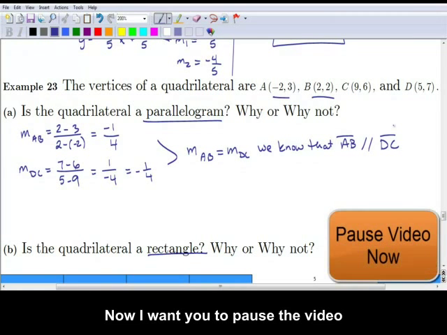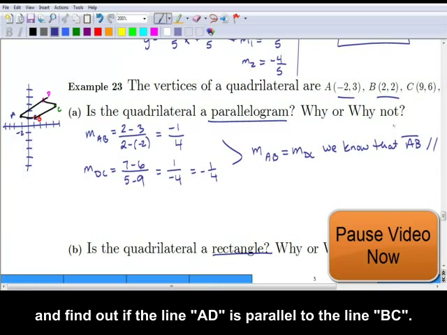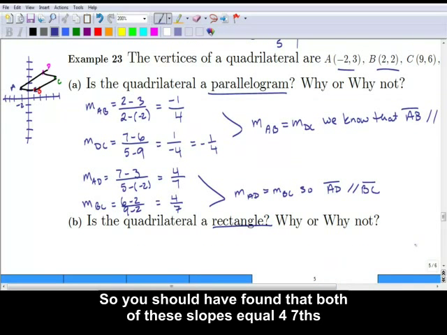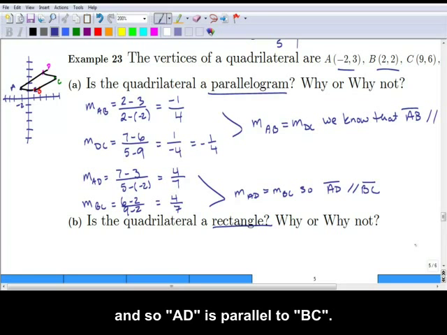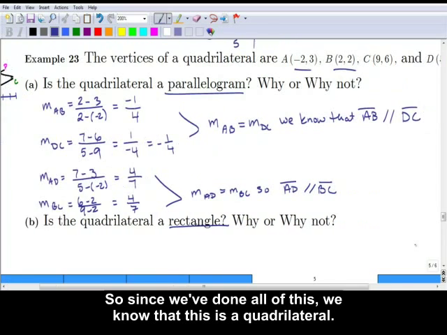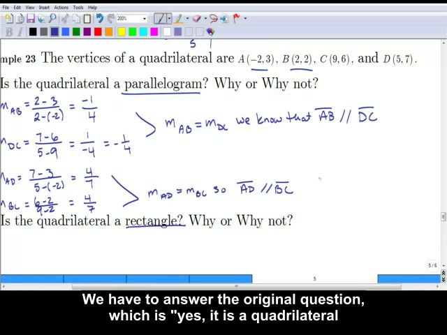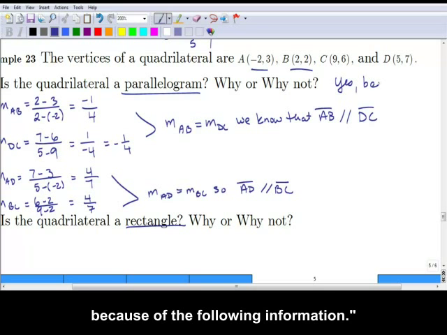Now I want you to pause the video and find out if the line AD is parallel to the line BC. So you should have found that both of these slopes equal 4/7, and so AD is parallel to BC. So since we've done all of this, we know that this is a parallelogram. We have to answer the original question, which is yes, it is a parallelogram because of the following information.